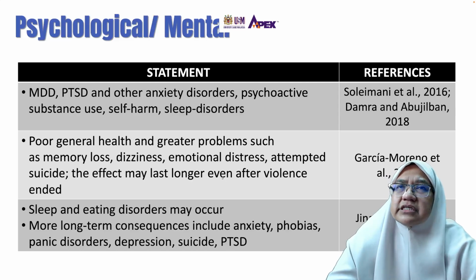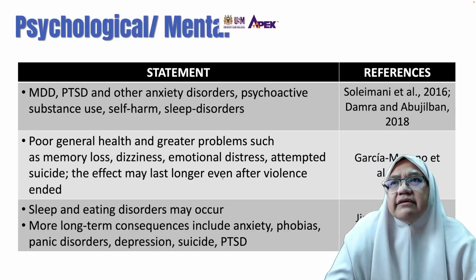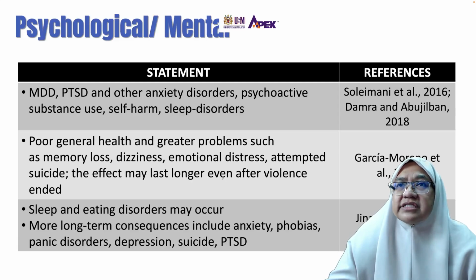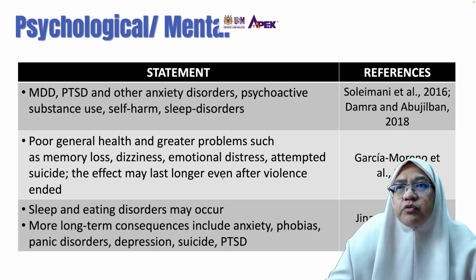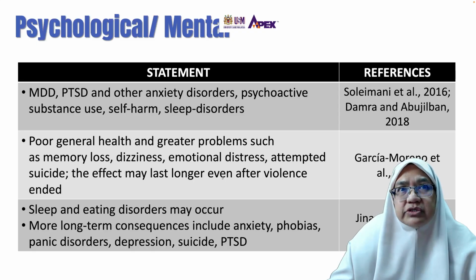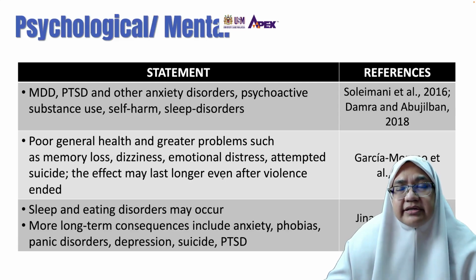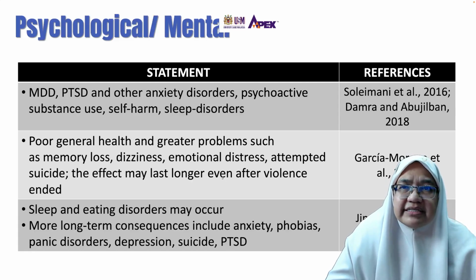Okay, what about the psychological and mental effects? Again, many studies have looked into these issues. Major depression, PTSD, and other anxiety disorders, psychoactive substance use, self-harm, and sleep disorders are associated with victims of violence. Another is poor general health and greater problems such as memory loss. They come in with problems like, oh, I can't remember what's going on. They present with all these presentations. Okay, emotional distress, attempted suicide. This is something that is very, very serious. The effects may last longer even after the violence has ended.